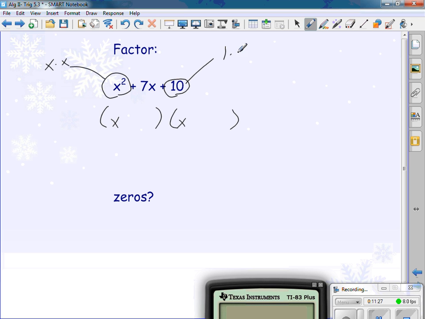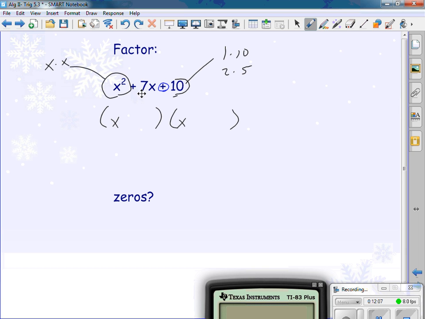1 times 10. 2 times 5. Can 3 go into it? Can 4 go into it? I'm back to 5 and I already have 5. I've got them all. So this is the way I can multiply to get a 10. Look at this right here. What sign is that? Positive. How can I multiply and get a positive? 2 negatives or 2 positives.